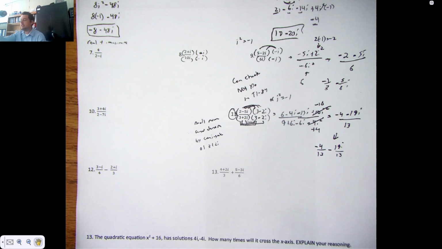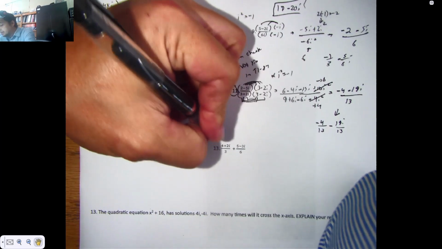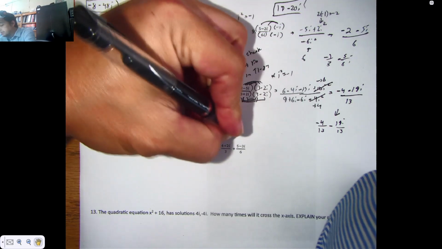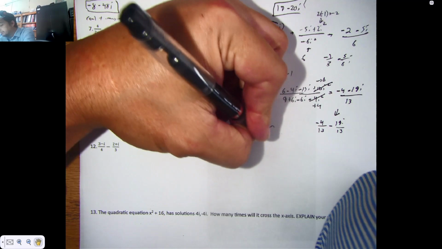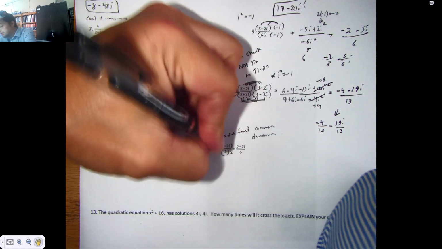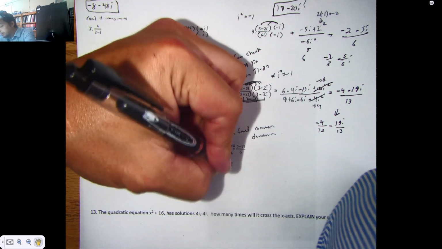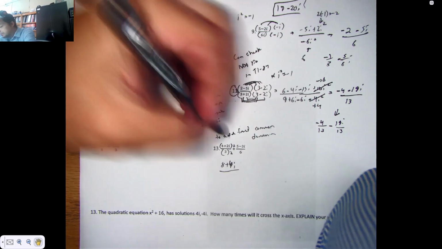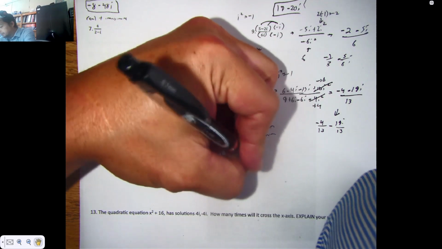All right, 13 is adding fractions. To add fractions, you need a common denominator. What I'm going to do is multiply this piece by 2, which means I have to multiply the top by 2. Why am I multiplying the bottom? Because I want the bottoms to both be 6s. Now they're both over 6.